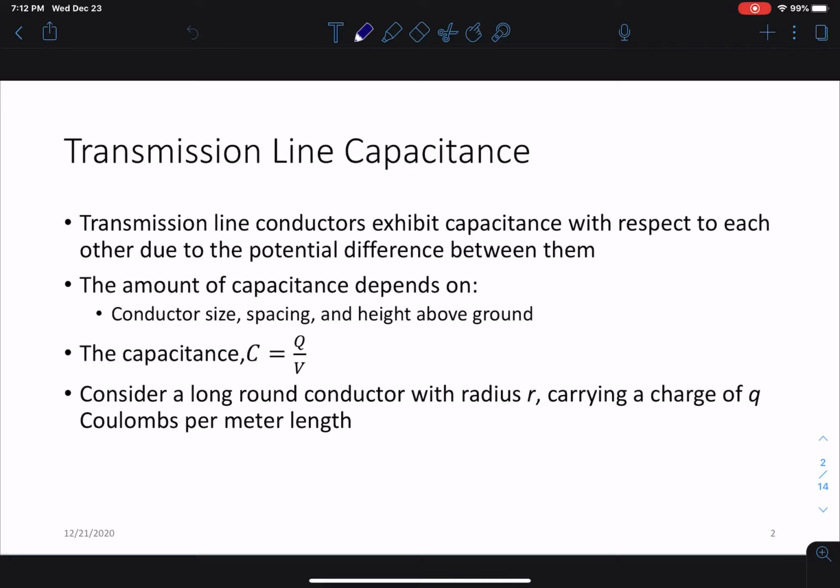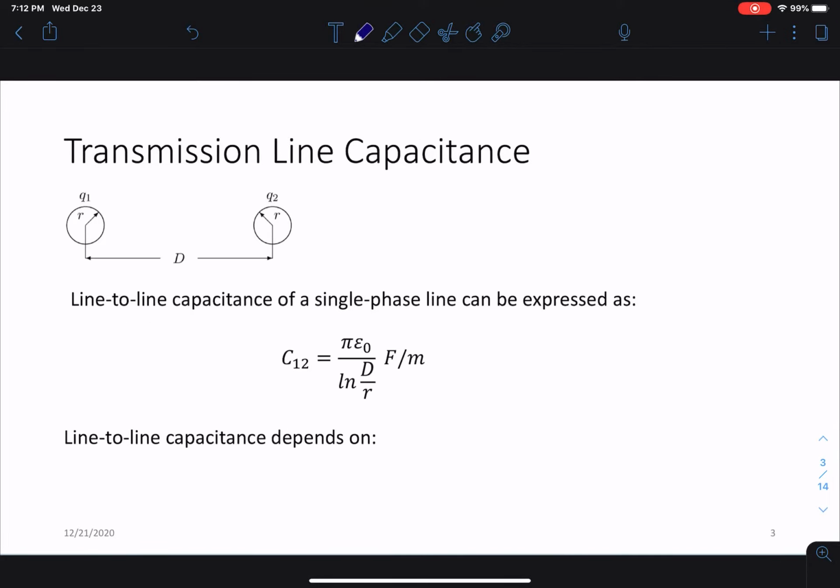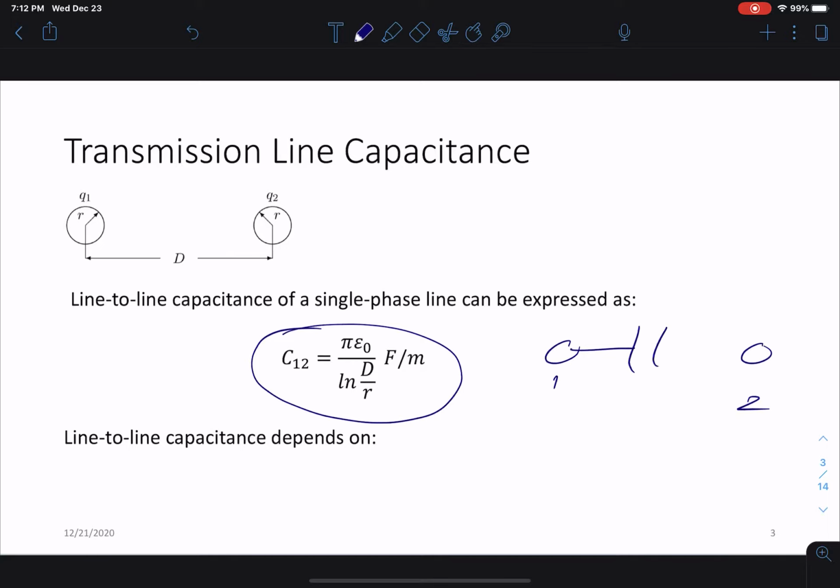Capacitance is the capacity to hold charge per unit voltage, C equals Q over V. If we use this equation to develop the line-to-line capacitance, we get the equation right here. It's the capacitance between line 1 and line 2, so capacitance in between the lines, that's C12.